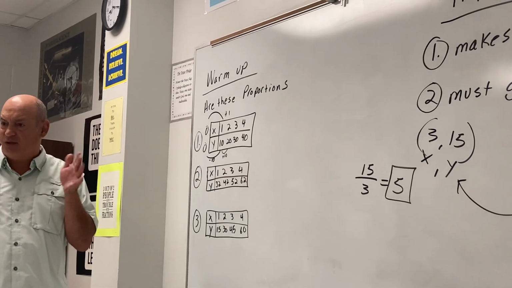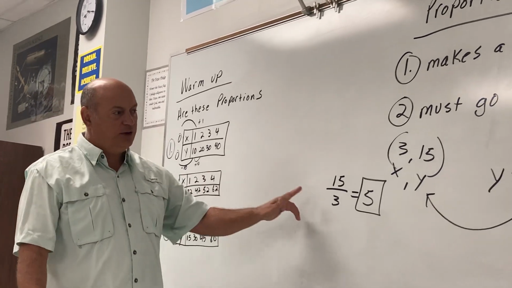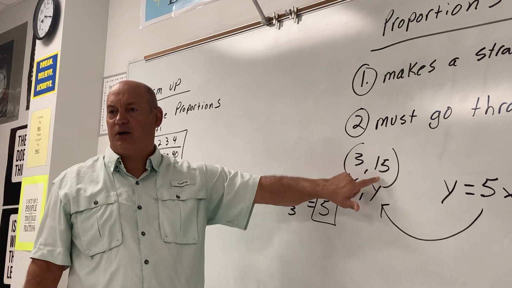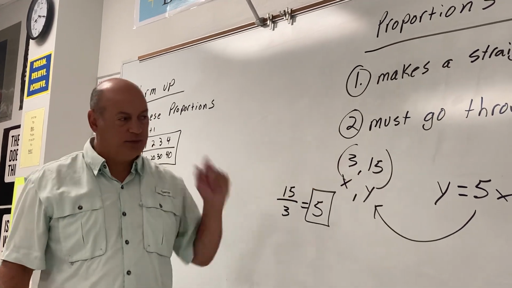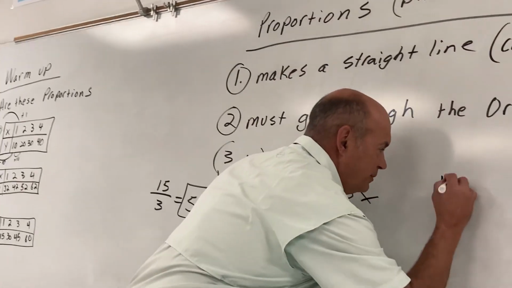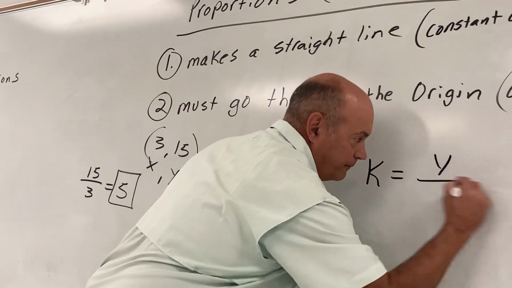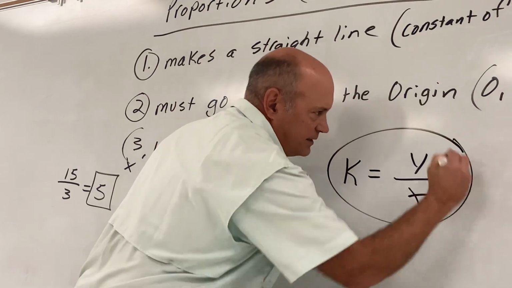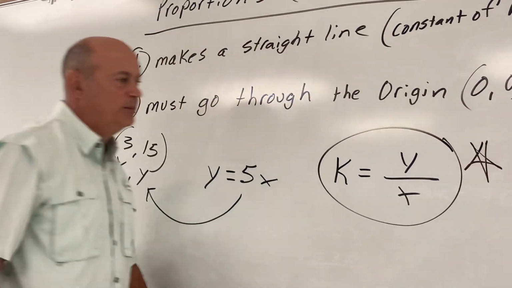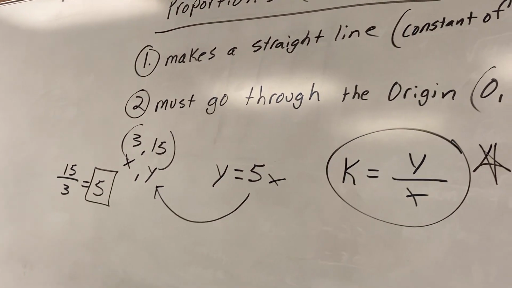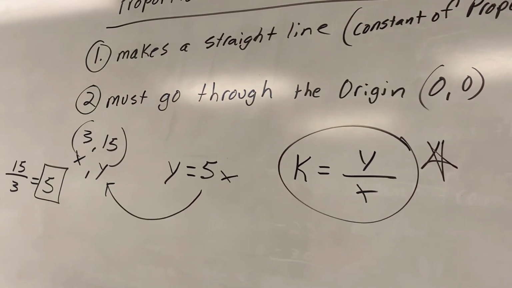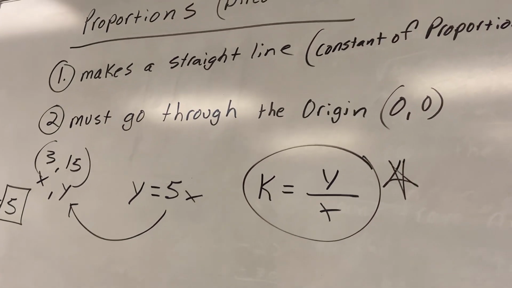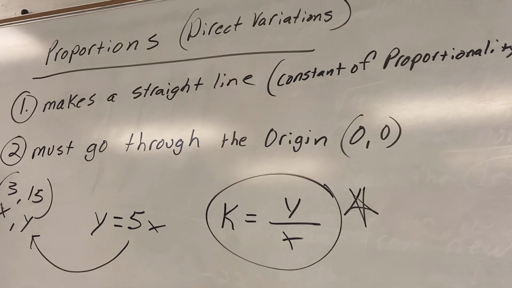If they ever ask you to find K, all you gotta do is divide the Y number by the X number. So let's write that down. That's probably the most important piece of the notes today. If you ever want to know what number K is, this never fails. Put a star by it. K is always equal to the Y number divided by the X number when we're doing a proportion.